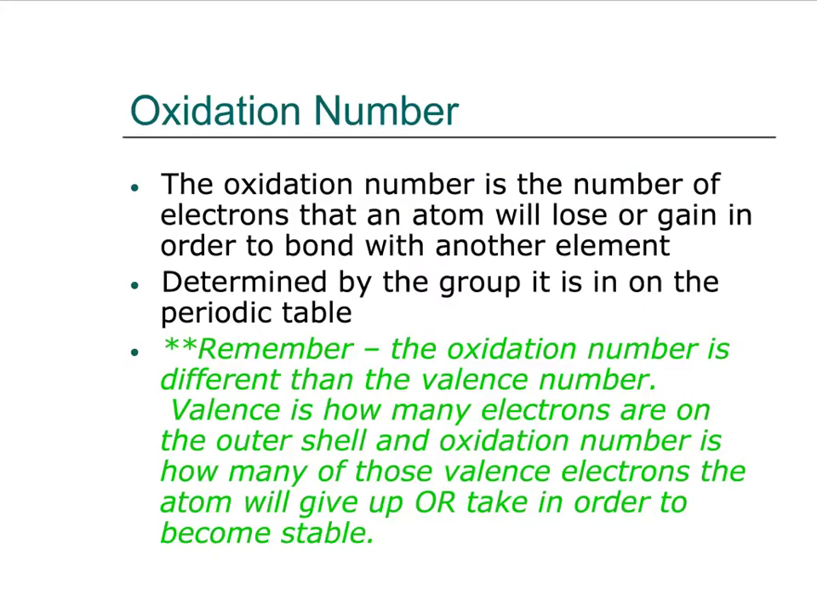The oxidation number, similar to the valence electron number, is determined by the group it is on the periodic table. But remember, the oxidation number is different than the valence number. Valence is how many electrons are in that outer shell. An oxidation number is how many of those valence electrons the atom will give up or take in order to become stable.